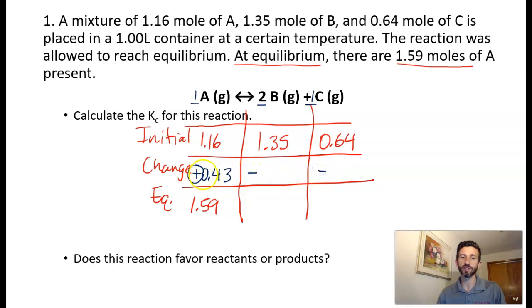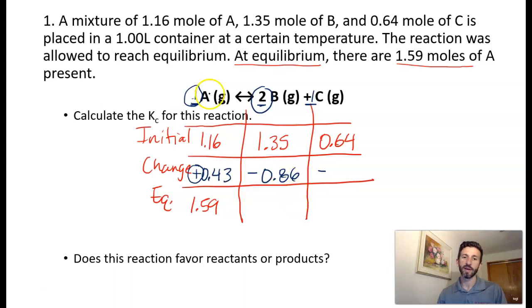So if this is addition on the reactant, it's subtraction on the products and vice versa. Now this here between A and B is a 1 to 2 ratio. So I got to subtract twice this amount, right? Because it's a 1 to 2 ratio.